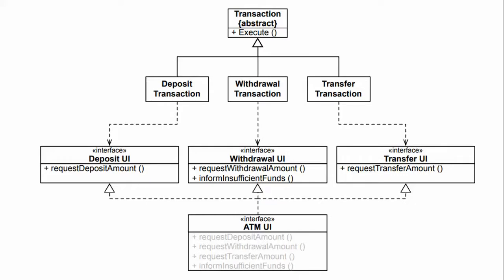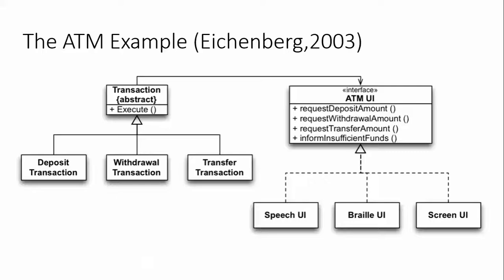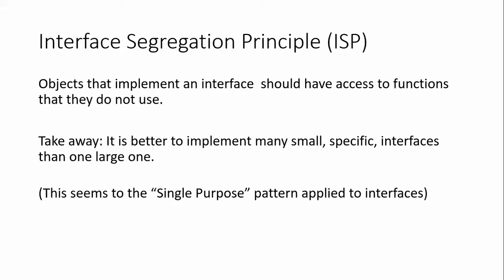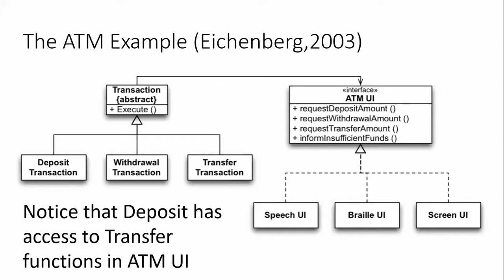So that's the interface segregation principle. It's really the single-purpose pattern applied to interfaces. Interfaces should be aligned to one particular task, and that's it. All the functions in that interface should be aligned to that task. That's what the interface segregation principle means.